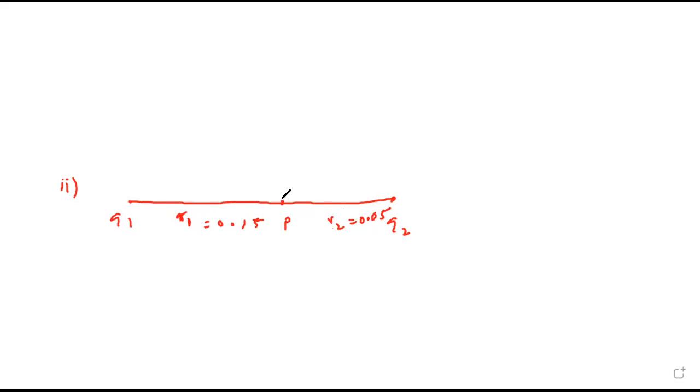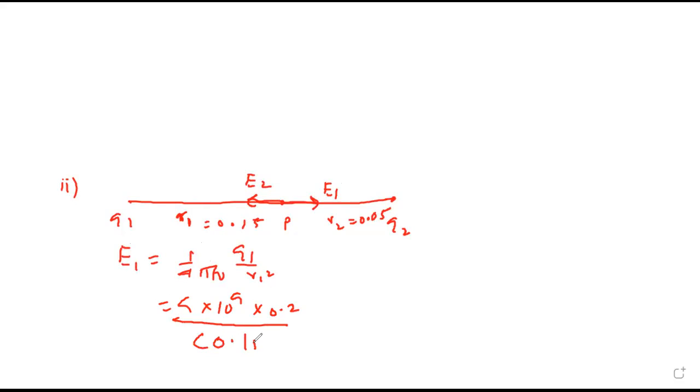That means now this E1 is outward this way, E2 is outward. I am finding E1, E2, then I will just check who is greater and subtract. So E1 is 1 upon 4 pi epsilon Q1 upon R1 square. 9 into 10 raised to 9, Q1 is plus 2 coulomb, so plus 2 upon 0.15 square.